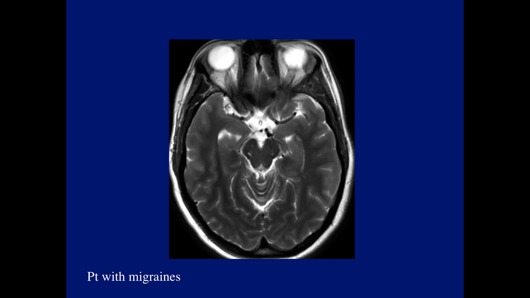Here's another case with no third nerve abnormalities. What is the abnormality here? Which side is the abnormality?